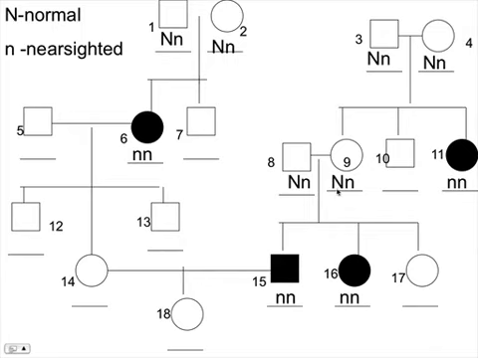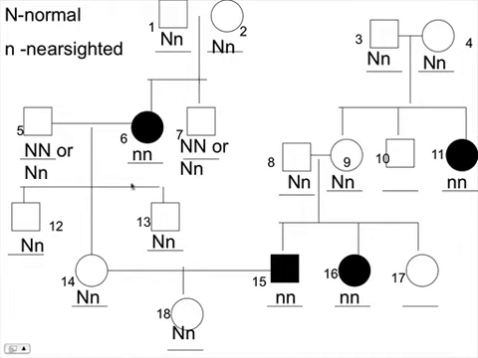Why do I know that this has to be big N, little n? Because they had 2 little n kids. Again, again, again. This one here could be both. Probability tells me that he's big N, but I can't rule out big N, little n. Again, probability could be either.